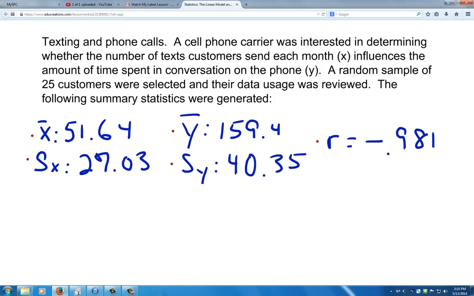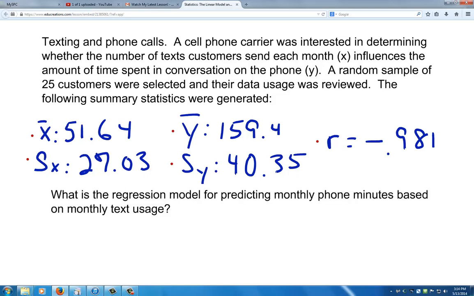The first thing we want to ask ourselves is whether or not a regression model would be appropriate for creating a linear model of this data. And the answer is yes. The reason why is that monthly number of texts and monthly phone minutes are both quantitative variables. Our correlation R of negative 0.981 implies that our scatter plot would be linear, going in a negative direction with a fairly strong association. So yes, a linear model would be appropriate in this case.